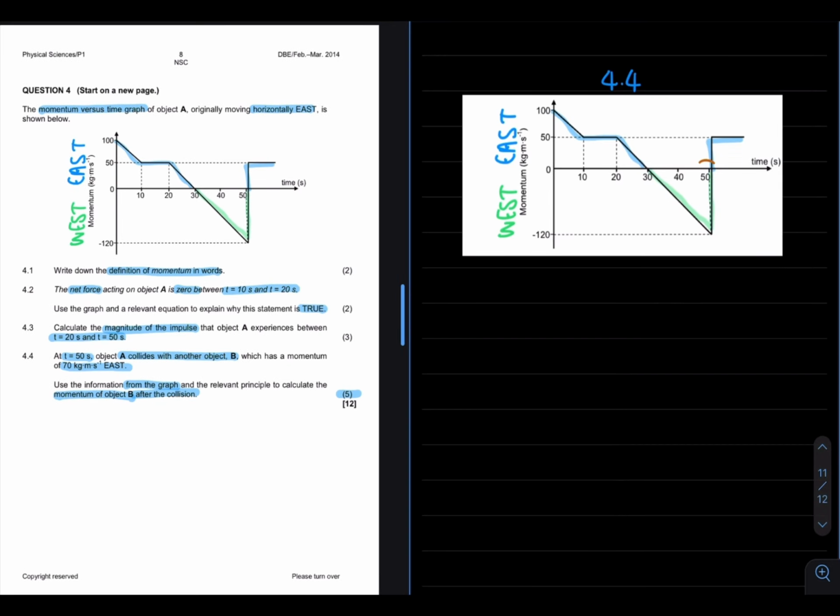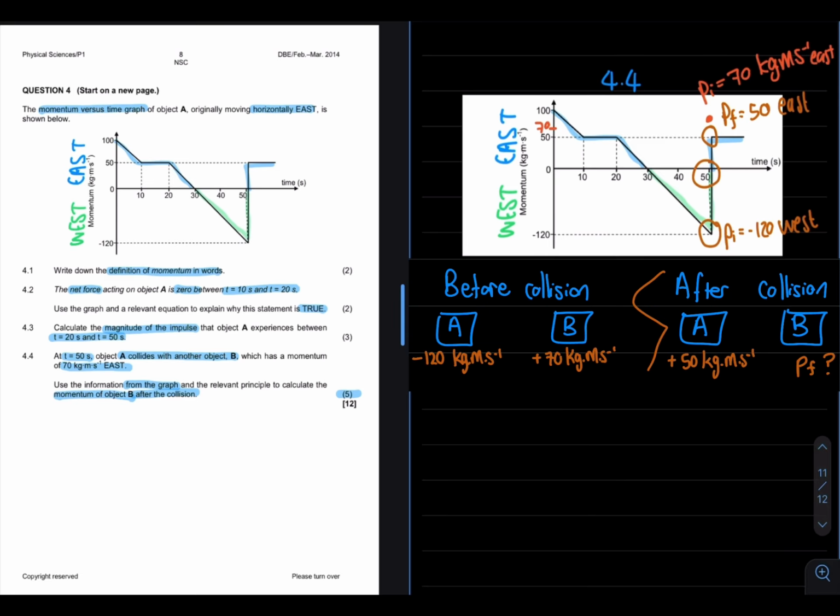Looking at the time 50 seconds, we can see that my object A has an initial momentum of negative 120 and a final momentum of 50. It is said that object B has a momentum of 70, so if we draw object B on this graph of A, it would be somewhere there with an initial momentum of 70.